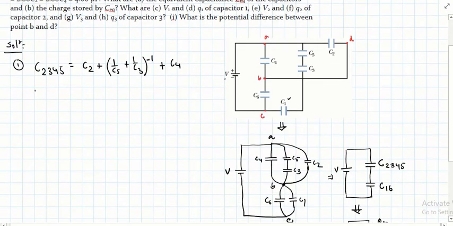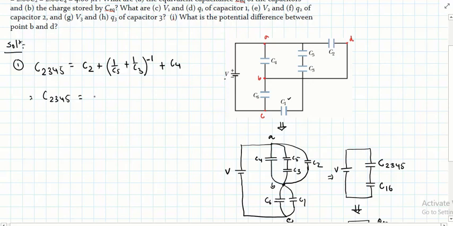Right. Then I can find out what that C2, 3, 4, 5 equivalent would be. I write down C2, C4 and also C2, 3. They are in parallel. But C5 and C3 are actually in series, so I have to convert that to the series equivalent. 1 over C equivalent, 1 over C3,5 would be 1 over C3 plus 1 over C5. I write them in the short form.